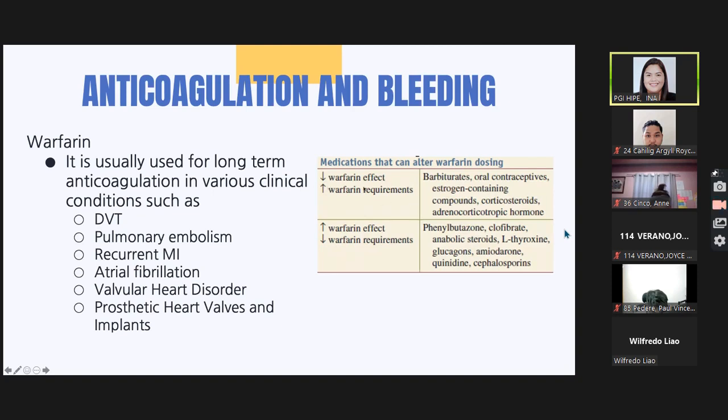You have to remember also that when warfarin is bound, eventually it will be unbound, so you will see toxicity in these patients. Also, if there is an increase in warfarin effect, this warrants a decrease in warfarin requirements. Warfarin has several interactions, not only drug to drug, but also drug to food. So there is a need for us to monitor patients on warfarin therapy, especially constant monitoring.